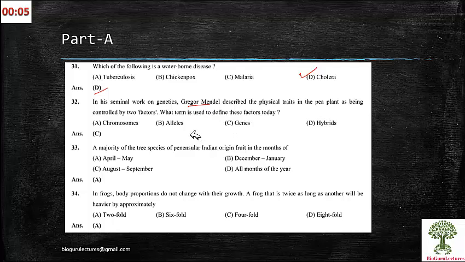In his seminal work, Gregor Mendel described physical traits in the pea plant as being controlled by two factors. What term is used to define factors today? Those are nothing but genes. So genes are short fragments of DNA.